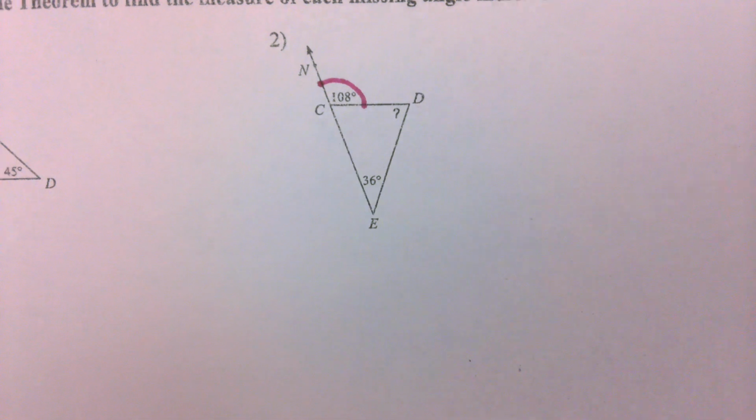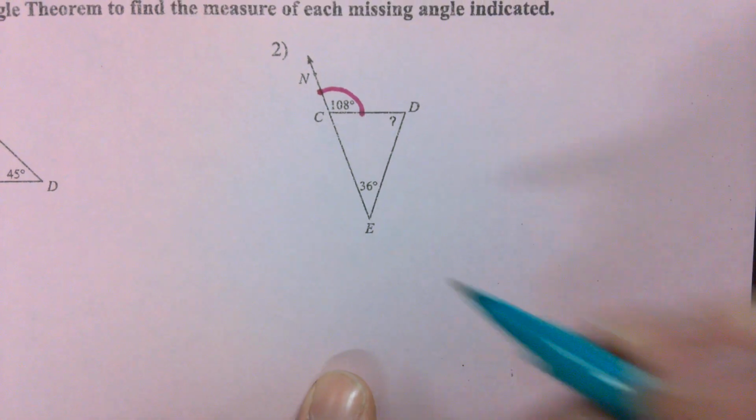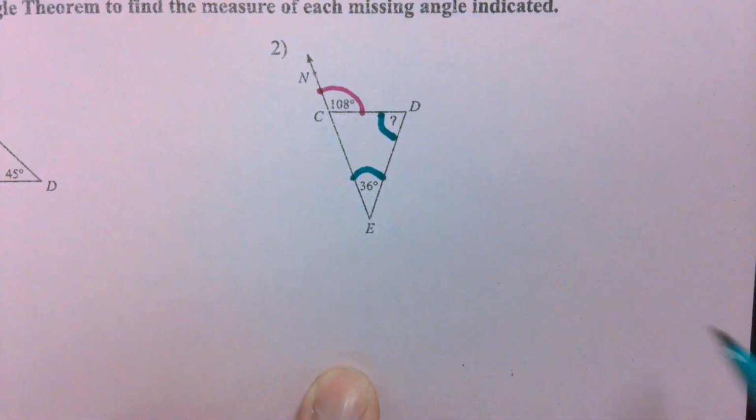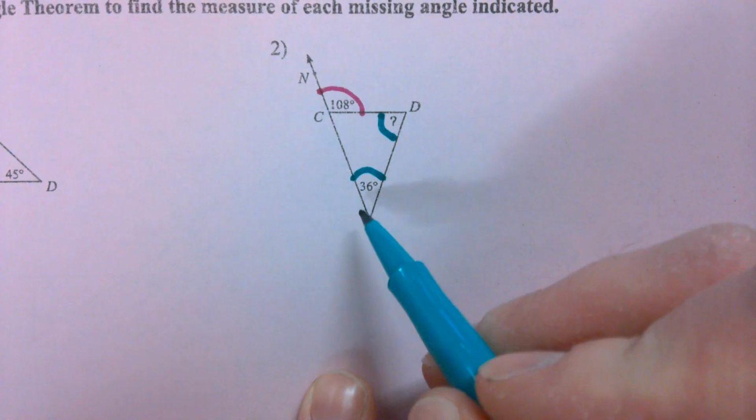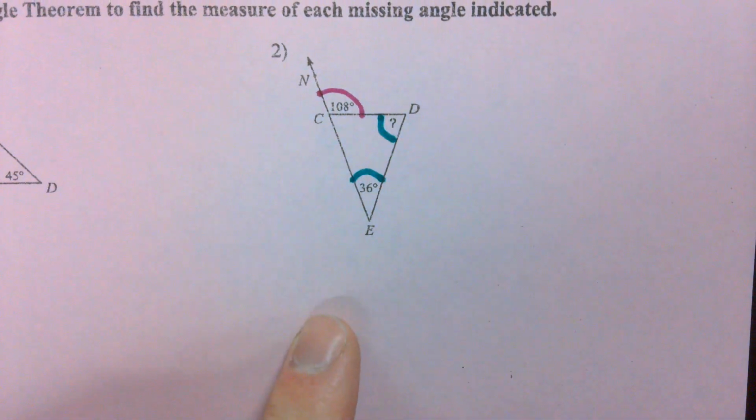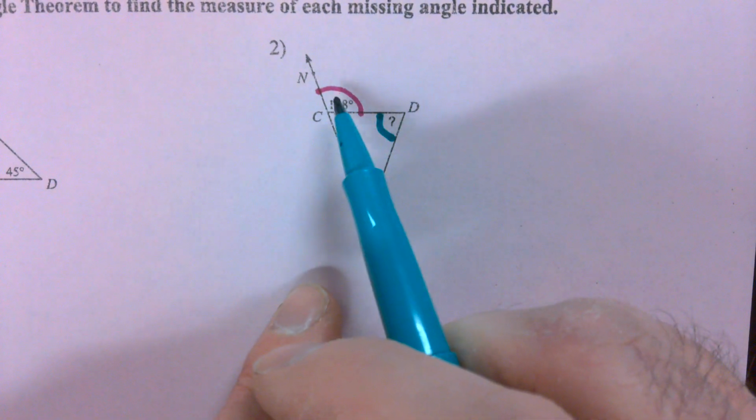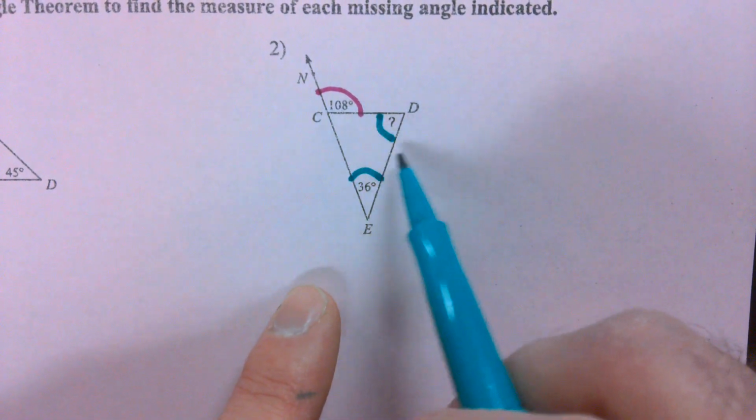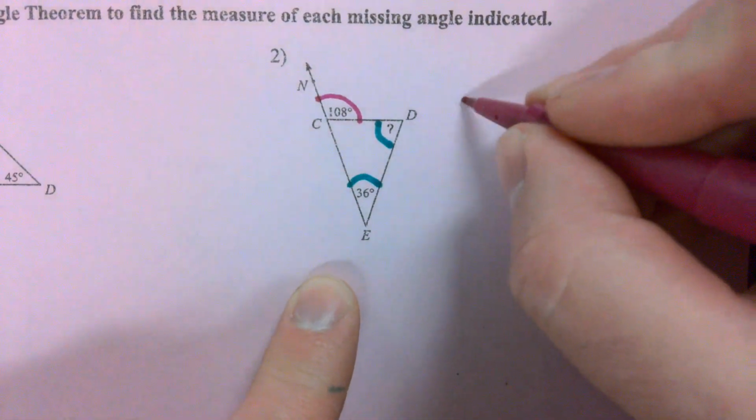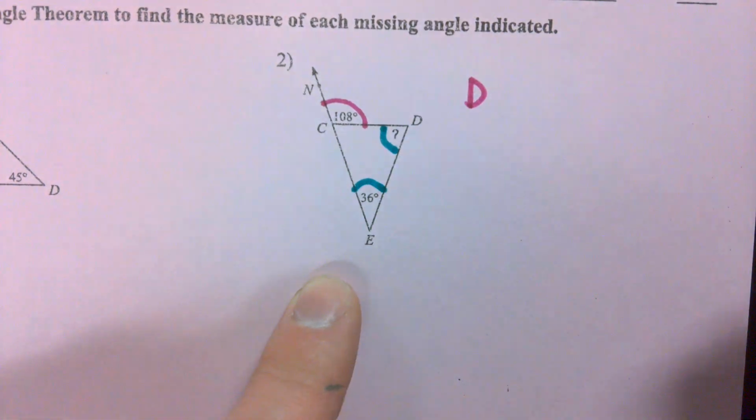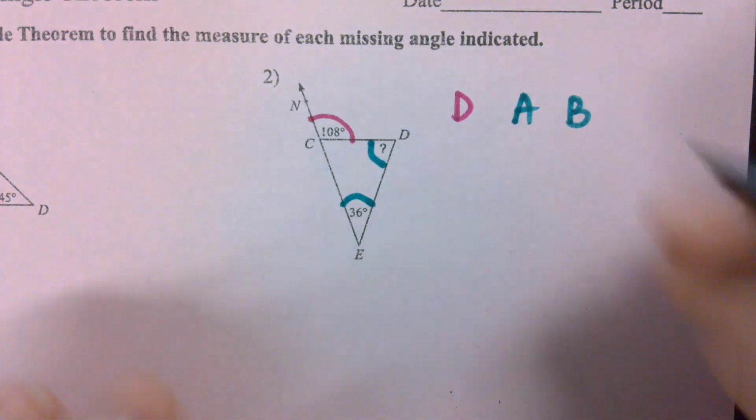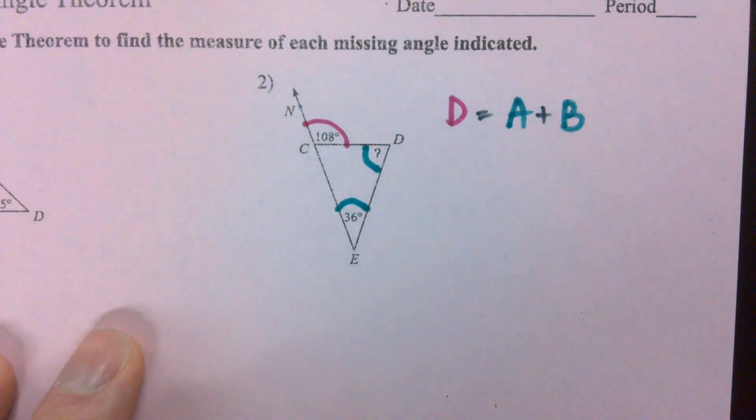What are my remote interior angles? E and D. E, which is 36, and D, which is a question mark. It's the two angles on the inside that aren't right next to my exterior angle, right? So now this is a little bit backwards. We know the exterior angle. We're trying to find one of the remote interior angles. Okay, we know that D is equal to A plus B. I know that the letters are different on this, but same idea.